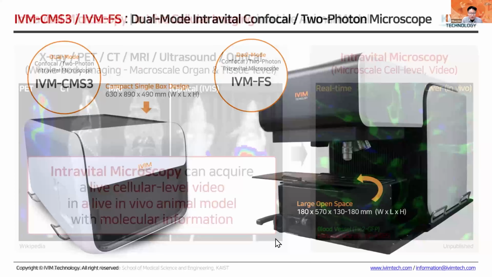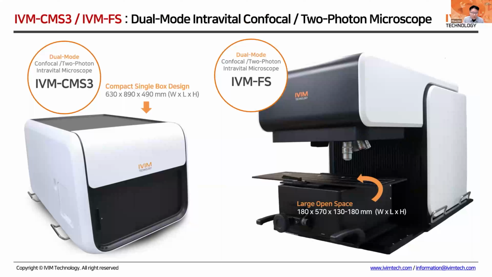From IBM Technology, we have two models, the IBM CMS3 and the FS model. Both of them are dual mode, intravital confocal and two-photon microscopes. For our new version of the FS system, we have a much larger, open space to manipulate the live animal under the objective lens, and we can easily change the objective lens by using this multi-objective lens turret.